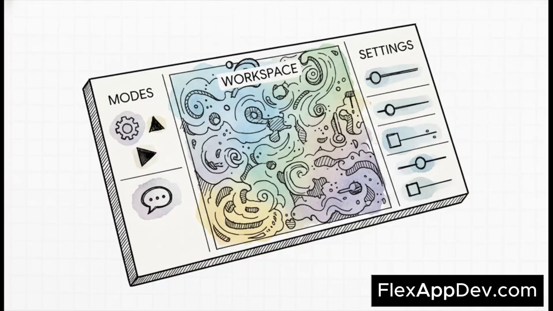Really, the easiest way to get your head around the layout is to just think of it in 3 zones. Over on the left, you've got your modes. That's where you pick what you want to do. The giant space in the middle, that's your workspace, where all the magic happens. And then on the right, you have your settings for tweaking everything. That's it. Pretty simple, right?